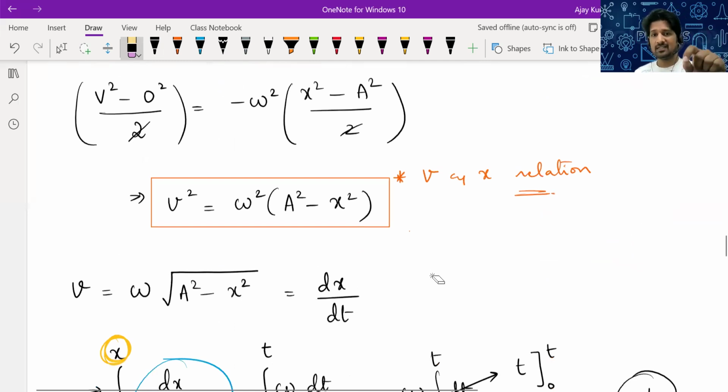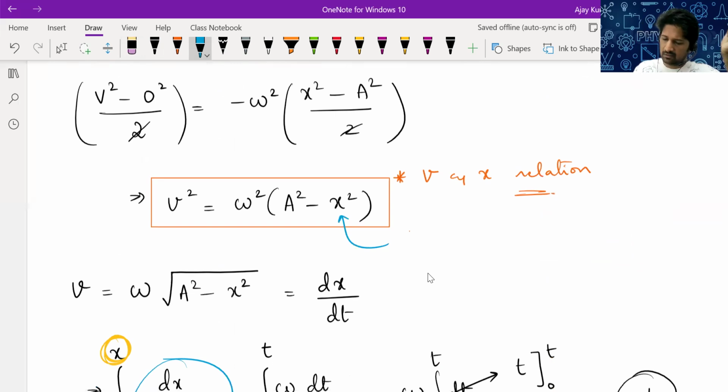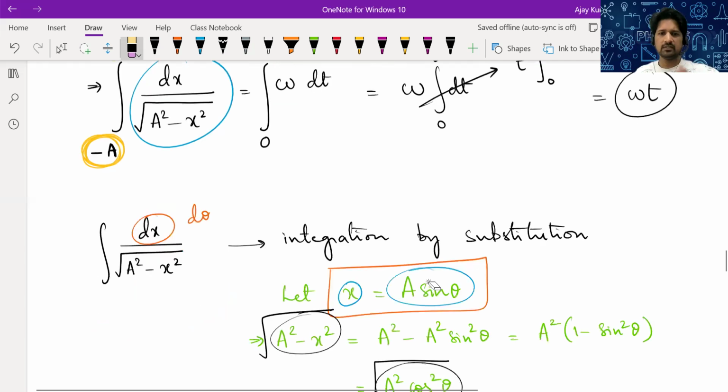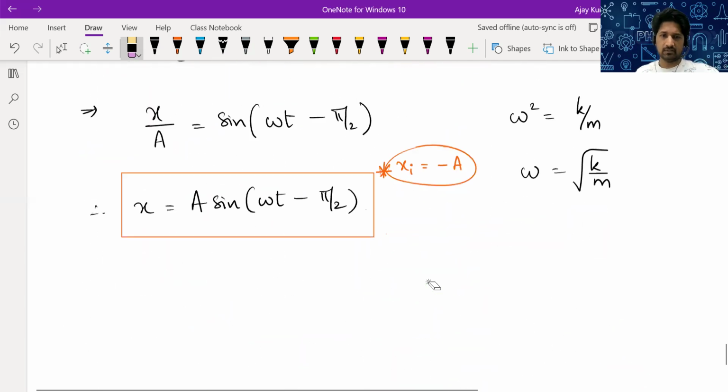Fine. And this Vx relation doesn't depend on the limits actually. Depending on the position, you can tell what the speed is. Once you know Vx, we equated that to dx by dt, because velocity is the rate of change of displacement with respect to time. Keep the x terms on one side, t terms on the other side, and integrate both sides. We arrived at this final equation. This equation assumes the initial position is minus a.